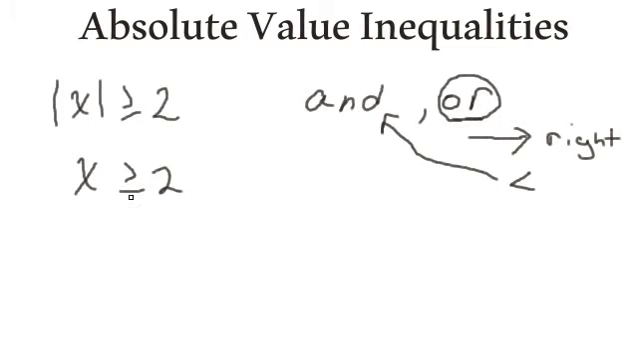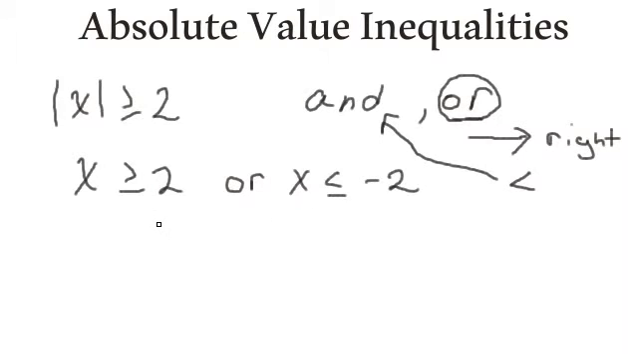Okay, so we have x is greater than or equal to 2. Because it's pointing to the right, we use the word or. Then x, now we're going to flip the inequality this time and put a negative in front of 2. Well, we're done. This is as far as we can go here.